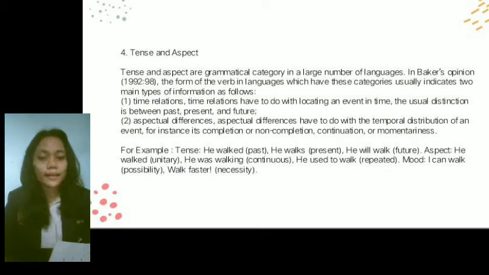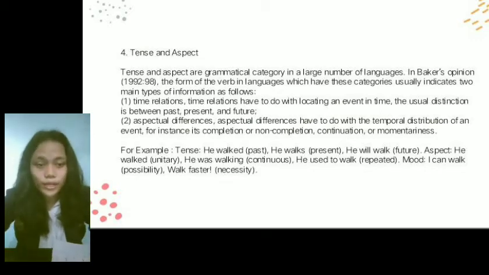There are tense and aspect. Tense and aspect are grammatical categories in a large number of languages. In Baker's opinion, the forms of the verb in languages which have this category usually indicate two main types of information as follows. The first, time relations. Time relations have to do with location in time. The usual distinction is between past, present, and future. The second, aspectual differences.